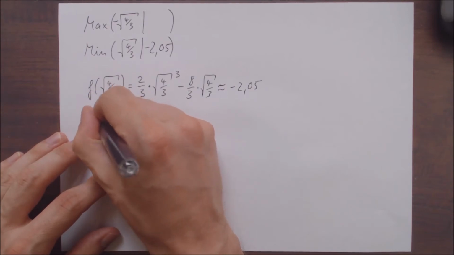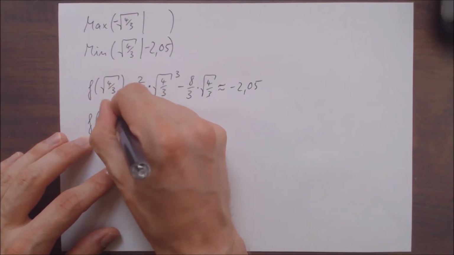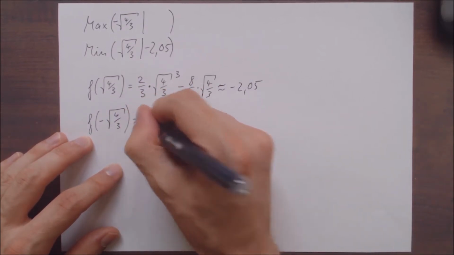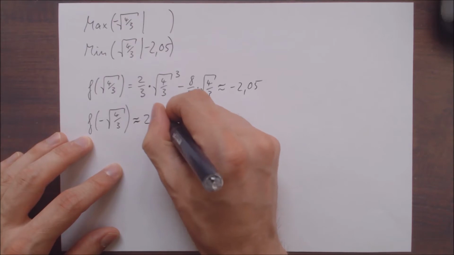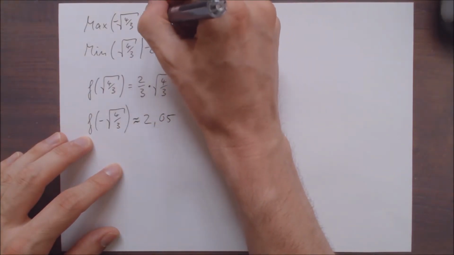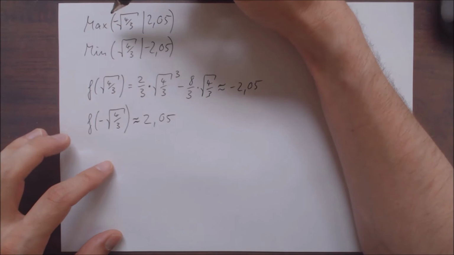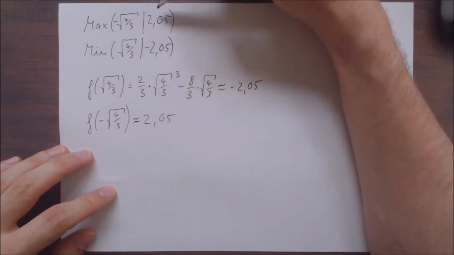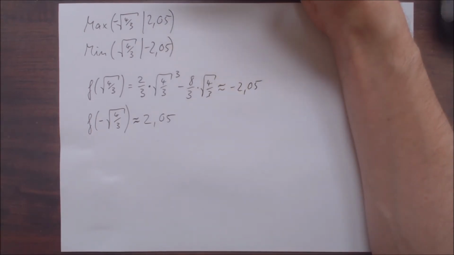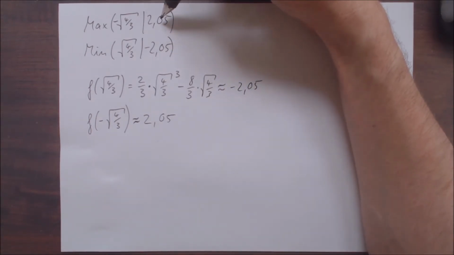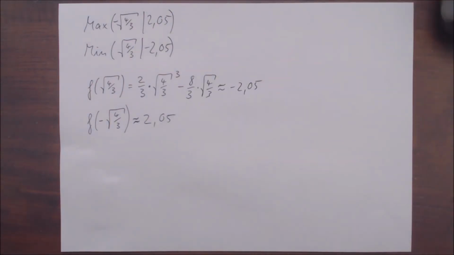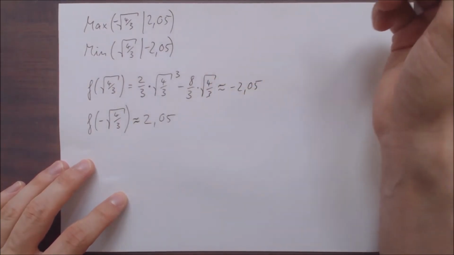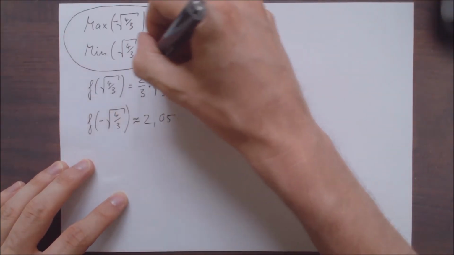Then you just have to calculate f of minus square root of 4/3. And that would be, if you calculate that, plus 2.05. Which makes sense, because the maximum must be higher than the minimum, and the y value, which is the vertical value in the coordinate system, is higher in the case of the maximum. So that makes sense. So after having the roots of the function, the zeros, we also have the extremas now.